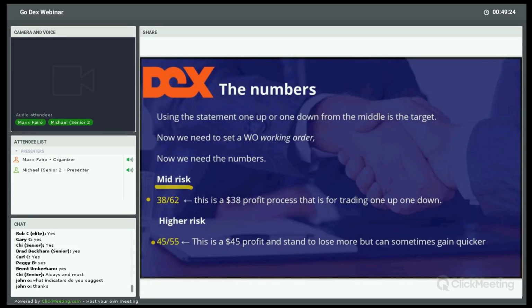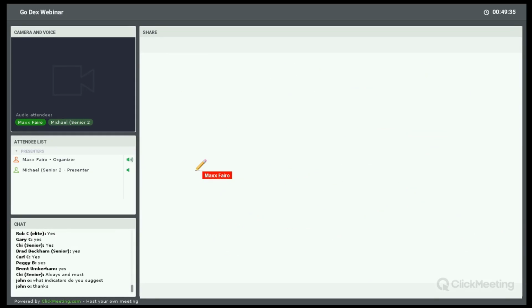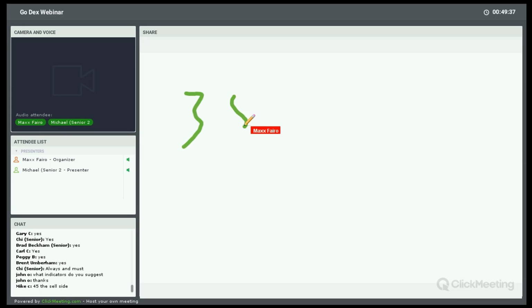And you'll find out here in a second, when do you trade the fringe? And I'll tell you about that here in a second. But for now, we're just going to use the one up and one downside. Okay? So 38.62 is very important to know, because what happens on a 38.62?